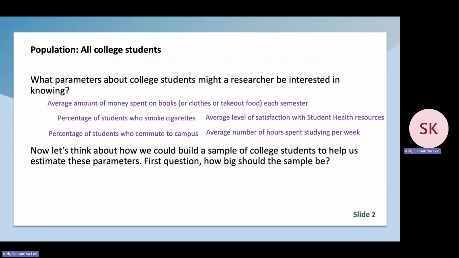So what I'm going to do instead is build a sample, and I'm going to try to make that sample representative of the population. And the reason for that is I want to calculate statistics, which are pieces of data that summarize the sample. And if my sample is representative of my population, then my statistics should be near the true parameters.